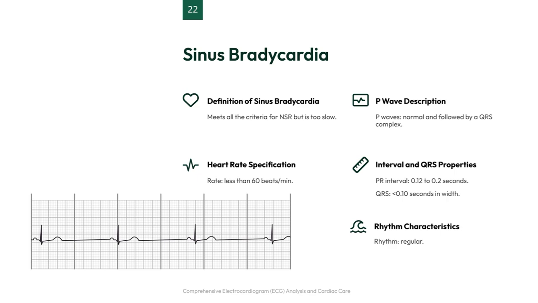Additionally, the PR interval, which is the time from the start of the P wave to the start of the QRS complex, stays within the normal range of 0.12 to 0.2 seconds. The QRS complex itself is also normal in width, measuring less than 0.1 seconds. All these features together define sinus bradycardia as a slower, but otherwise typical heartbeat pattern.